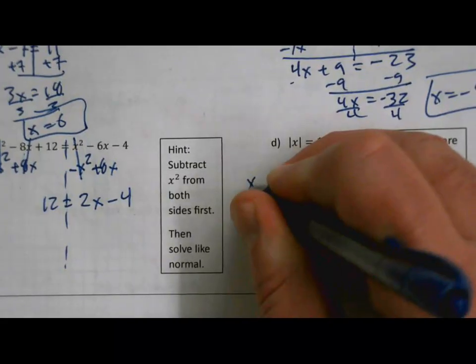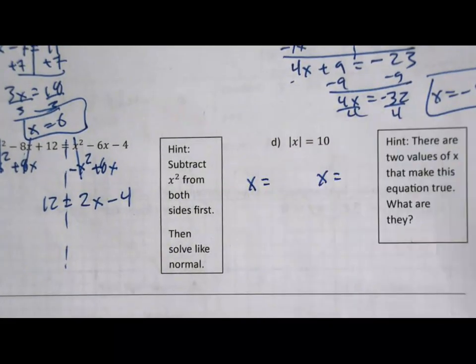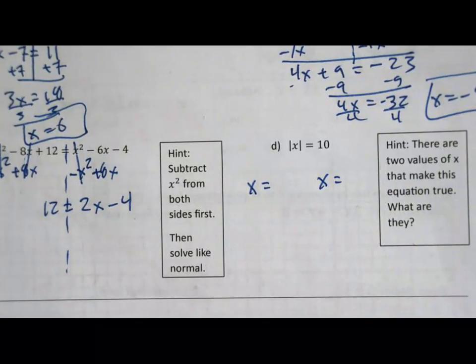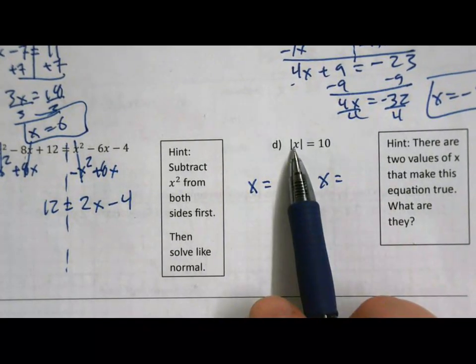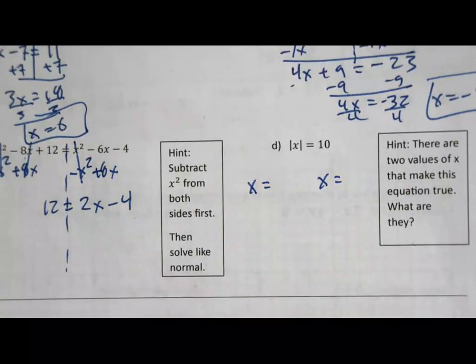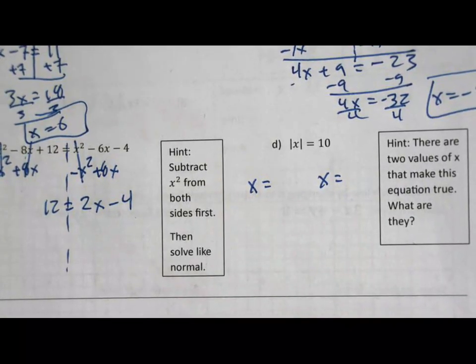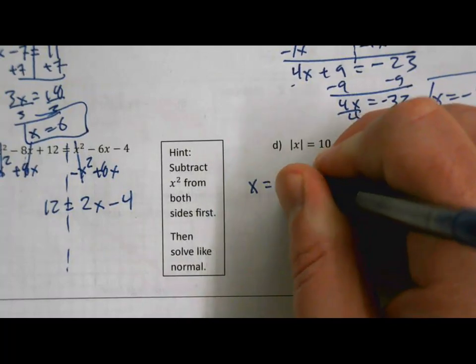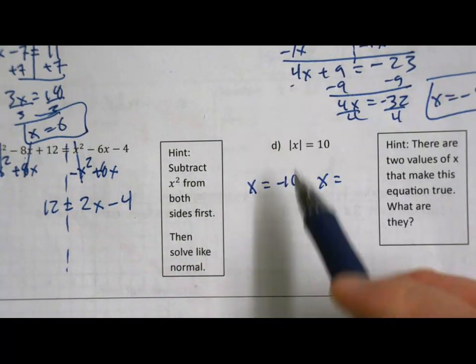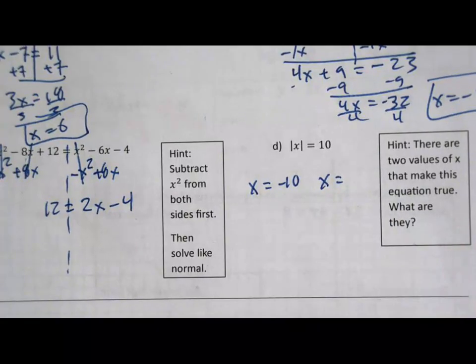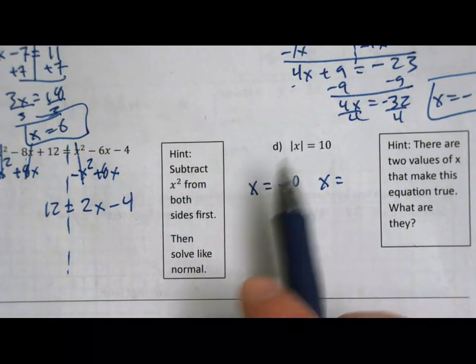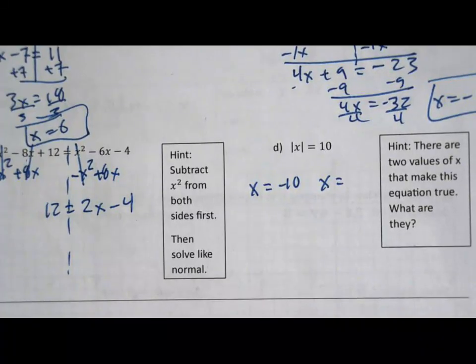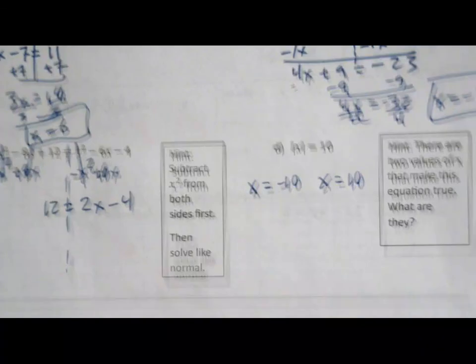Part D, I want to show you a method for solving these, but for right now, the hint told you there's 2 solutions. Give me one number I could plug into this absolute value and get a positive 10 out of it. I could put negative 10 in there, because the absolute value of negative 10 would be positive 10. Give me another number that I could put into an absolute value and get a 10 out of it. Positive 10. And that's it. Those are my 2 solutions.